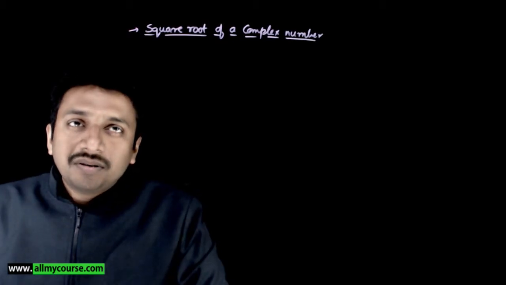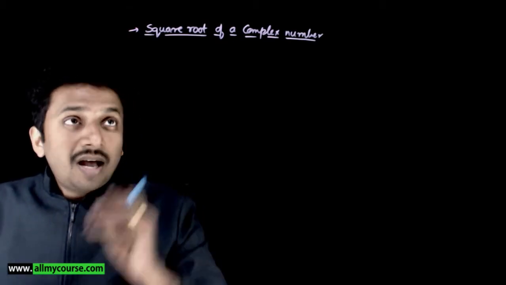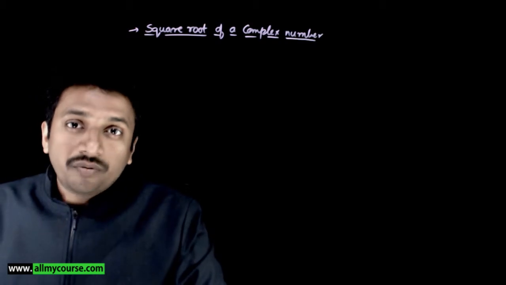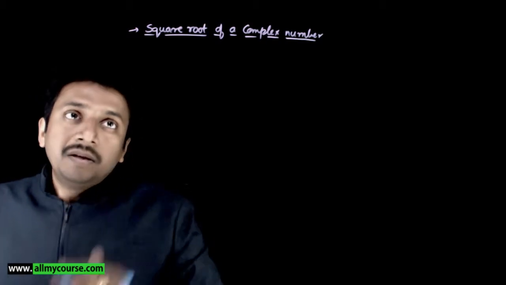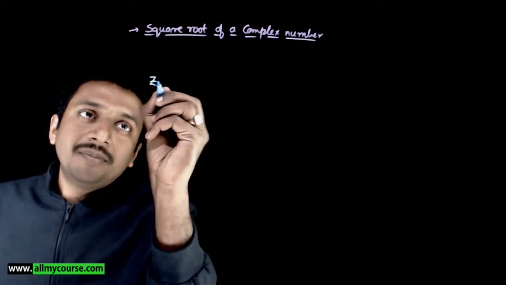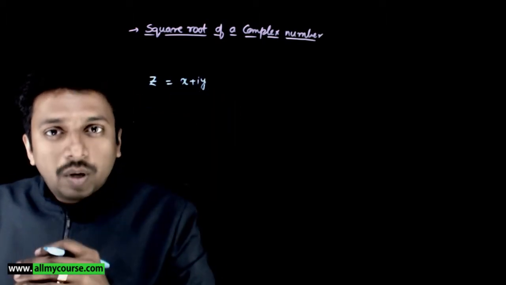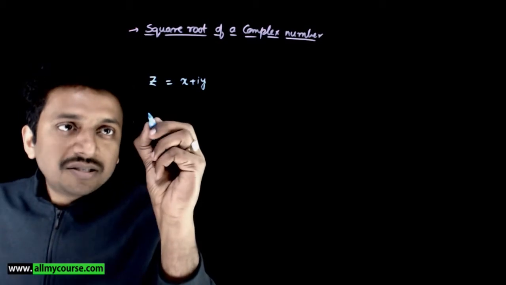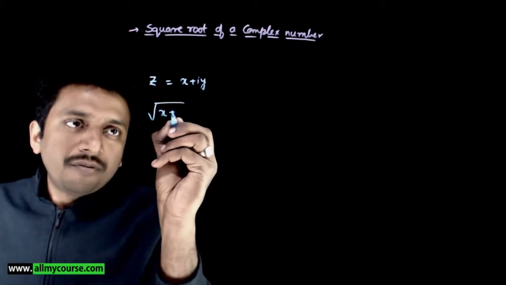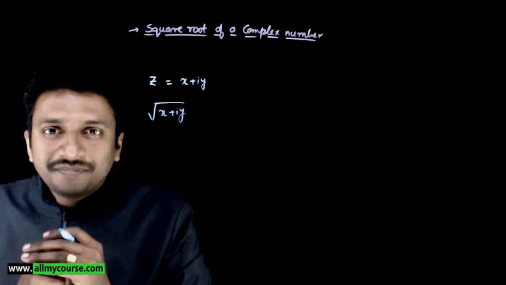So welcome students. In this video, let us look at how to find the square root of a complex number. Let us say that you have a complex number z is equal to x plus iy and you're asked to find the square root of this. That is, you're asked to find root of x plus iy.